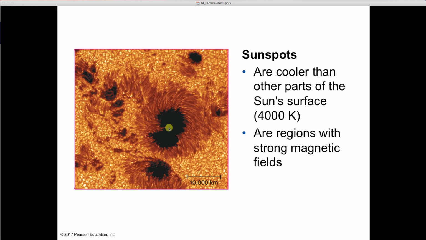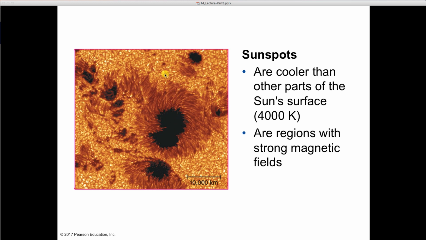So the average surface temperature on the sun is about 5,800 Kelvin. The surface temperature in these sunspots is closer to 4,000 Kelvin. So somehow they're cool spots. Somehow the hot gases are not coming up from underneath into these spots. These spots are remaining cool.